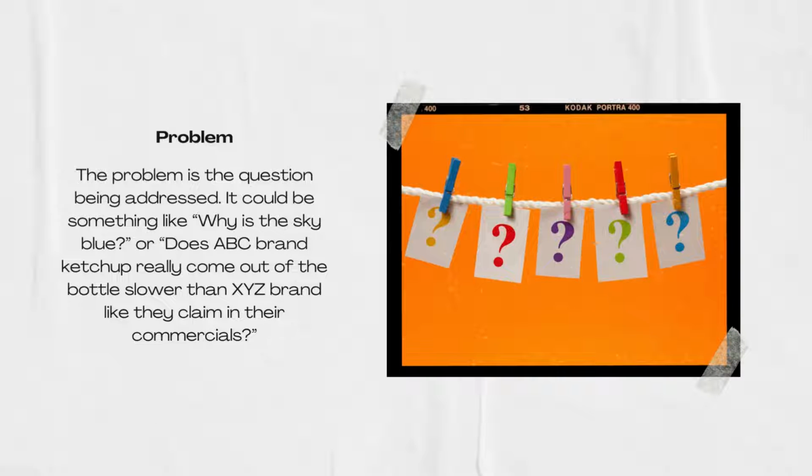Step 1 is the problem. The problem is the question being addressed. It could be something like, why is the sky blue? Or, does ABC brand ketchup really come out of the bottle slower than XYZ brand like they claim in their commercials?